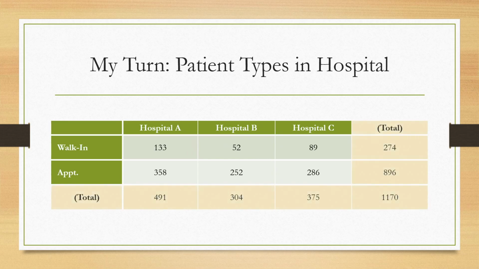We have our margins where we have the total on the bottom. We have the total for hospital A, hospital B, and hospital C. On the right-hand side, we have the total number of walk-in patients and the total number of appointment patients. And in the bottom right-hand corner, you see we have the total number of patients overall.